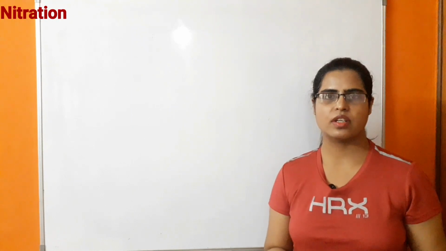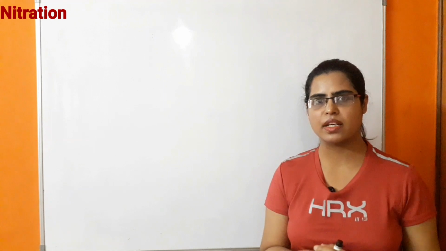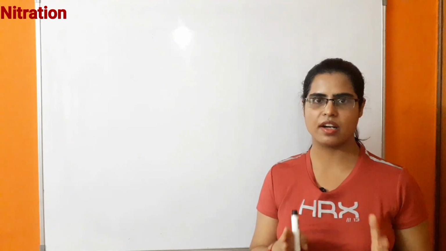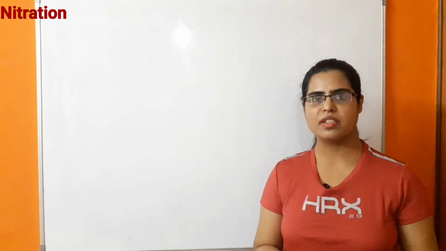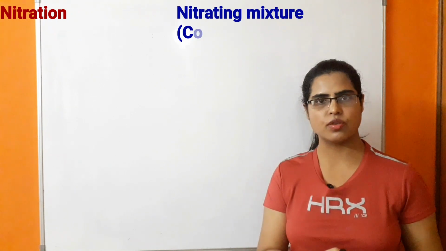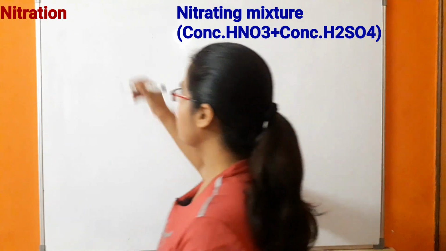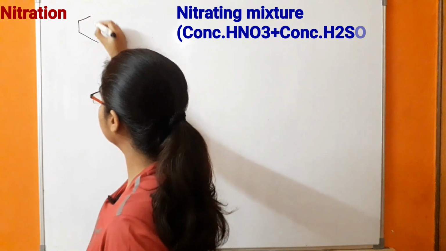The next substitution reaction is the nitration reaction. So what is happening in this case? Before writing the mechanism of the reaction, you have to write the general reaction. So in nitration of benzene, we use a nitrating mixture, which is a mixture of concentrated HNO3 and concentrated H2SO4. So in this case, what is happening? First of all, write the general reaction.